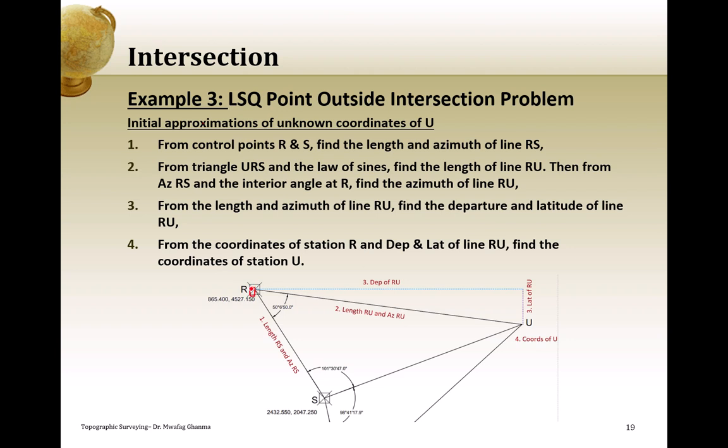But we have point R. This is a control point. And we have point S. This is a control point. So this line, which is RS, now, I can find its length, all right, from the coordinates of R.